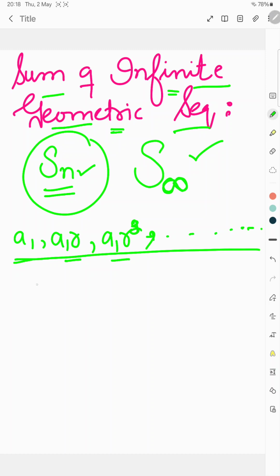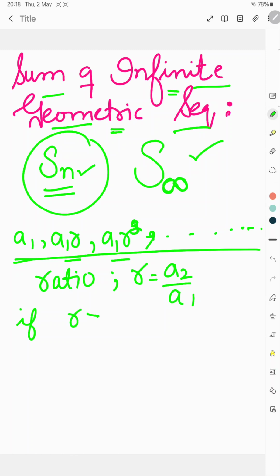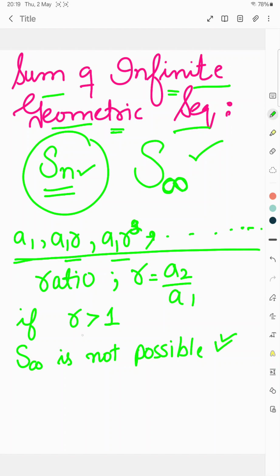So first of all, we will find the value of the ratio, and as you know, for finding the ratio we use the formula a2 divided by a1. If we get a ratio which is greater than 1, then you will write the statement that S infinity is not possible. You have to just write this statement, and there is no need to solve the whole question. Ratio greater than 1 means the answer is 2, 3, 4, 5 and so on.